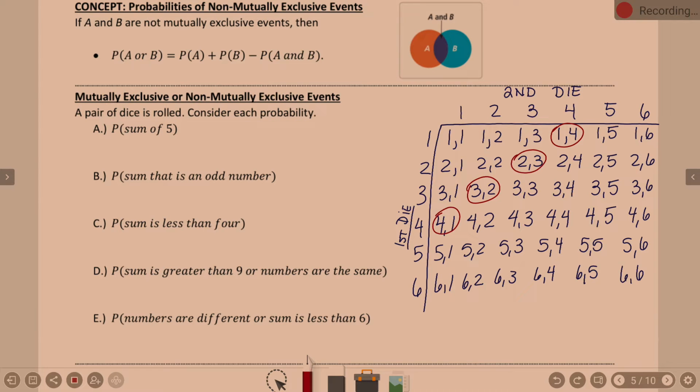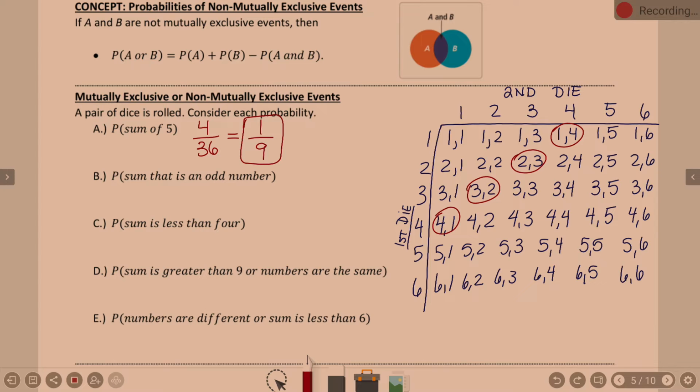Out of? 36. Out of 36. What do we know about 4 out of 36? It reduces to 1/9. Okay.